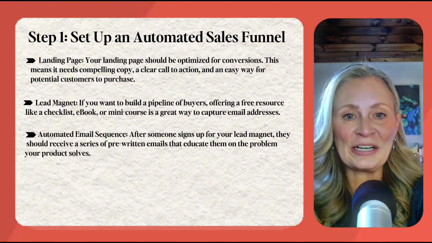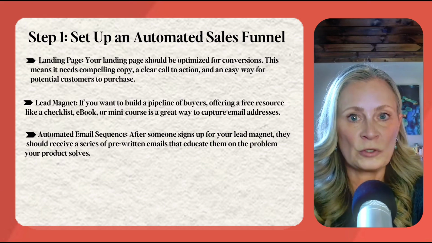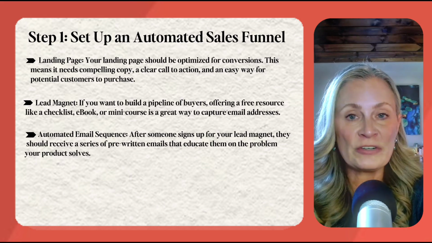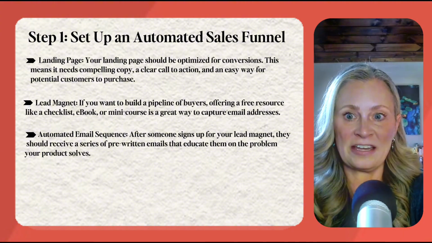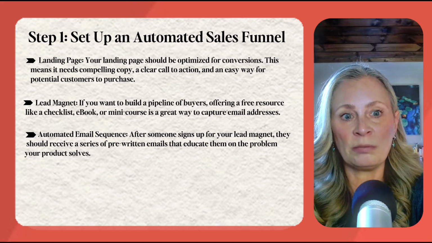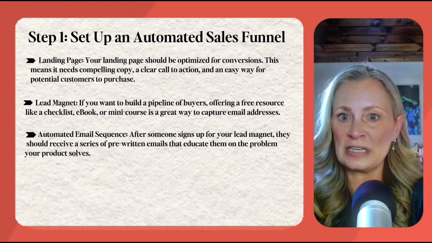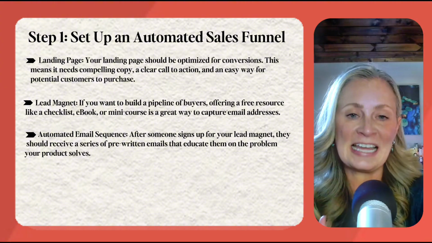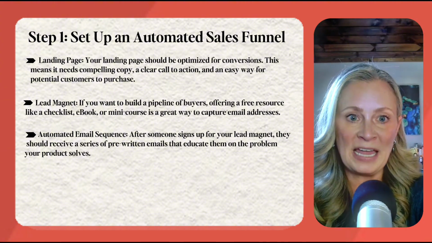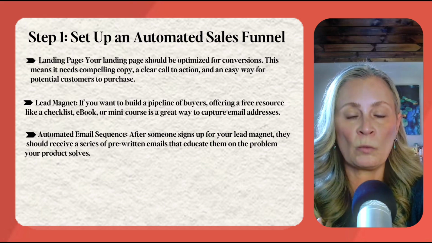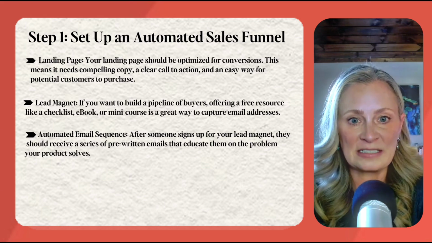So that's where the automated email sequence comes in. So after someone signs up for that free lead magnet, they should receive a series of pre-written emails from you that educate them on the problem that your product or service solves. So you want to use an email marketing system to set that all up. So if you're using something like ActiveCampaign, something like that, that will work really well for what you want to set up in your automated process.